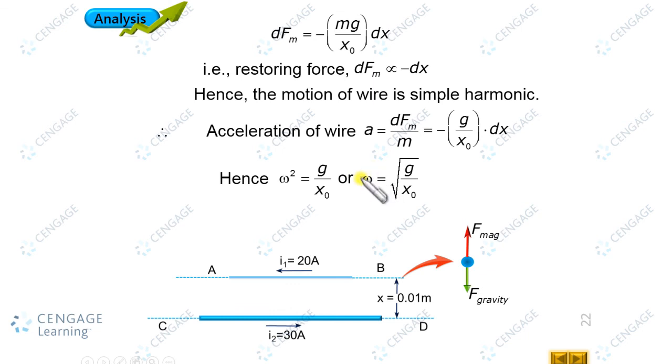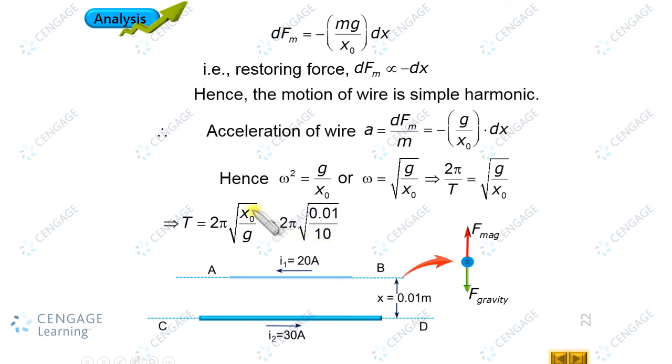We can write omega equal to 2 pi divided by time period, and now we get the time period T equal to 2 pi multiplied by the square root of x naught divided by g. This is the time period of oscillation of the wire AB. Now we substitute the value of x naught, and g is 10. So this value is equal to pi divided by 5 root 10 seconds. This is the time period of oscillation of wire AB.